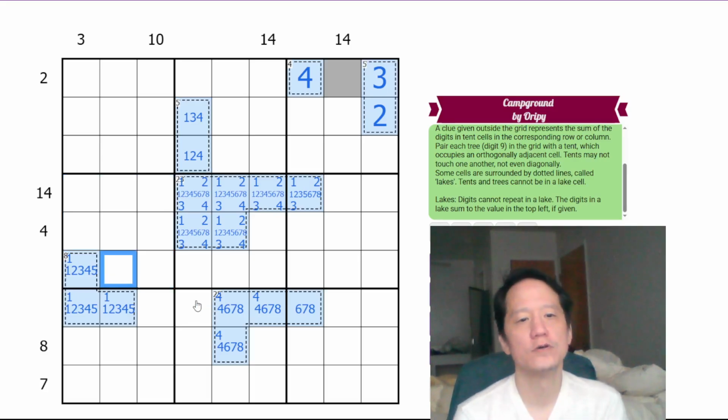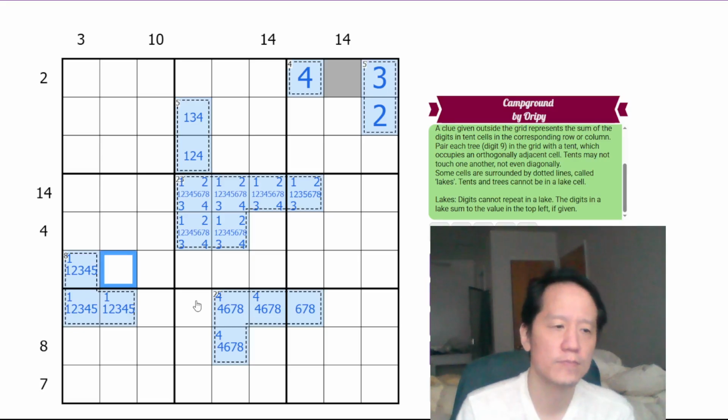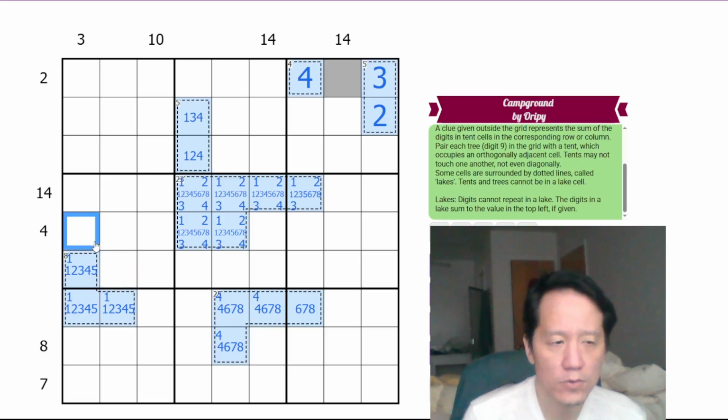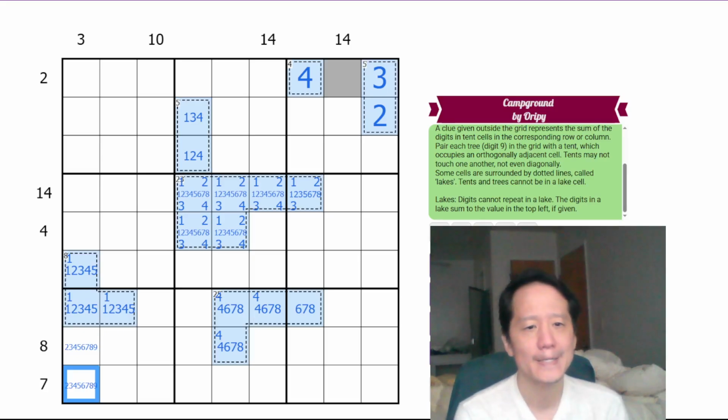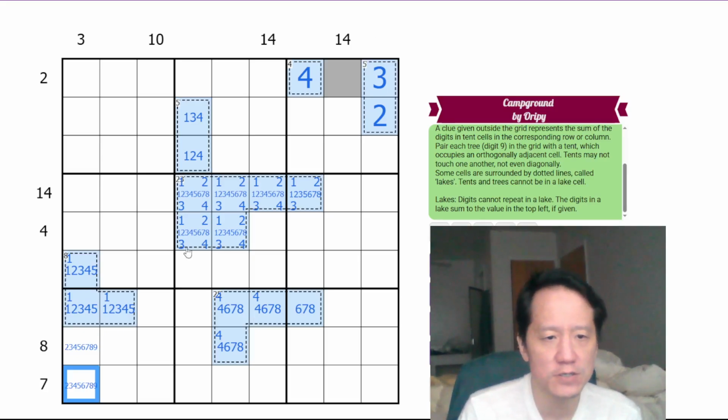Okay, so we know there's a 2 somewhere along here, which is a tent. This actually could be a 2, which would force a 1 potentially be on the tent, but this cannot be 1 here. So this is 2 through 9, because it sees all 3 digits in this 8 cage.